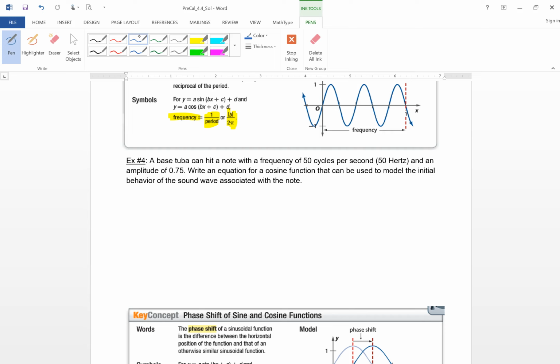So a bass tuba can hit a note with a frequency of 50 cycles per second. Hertz is the unit. And an amplitude of 0.75. Write an equation for a cosine function that can be used to model the initial behavior of the sound wave.